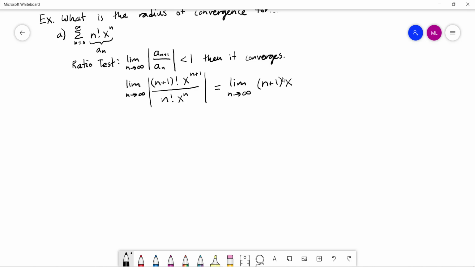And if we try to figure out what the behavior of this is, absolute value or not, it doesn't really matter in this case. If we try to figure out what the behavior of n plus 1 is, this thing is going to infinity. X, we can think of, again, as far as n is concerned, as just a constant. Are there values of x where this thing isn't going to go to infinity? So if x is 1, doesn't matter. This thing's going to infinity. This will go to infinity times 1. Still going to infinity. If x is 2, still going to infinity.